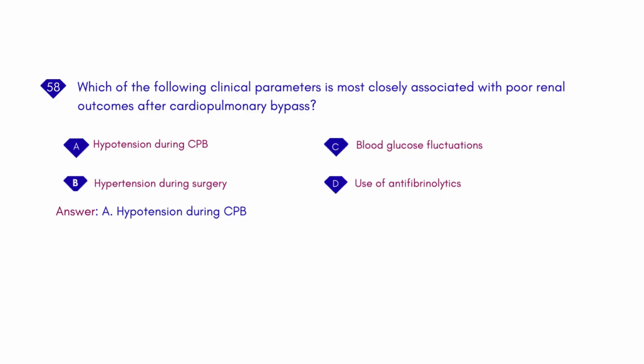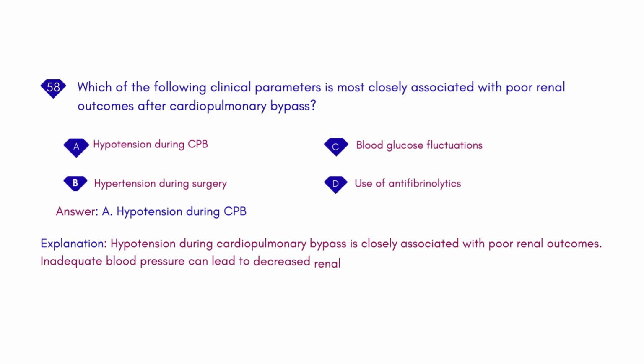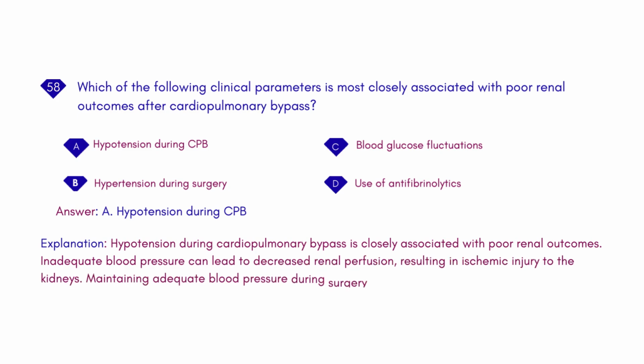Hypotension during CPB. Explanation: Hypotension during cardiopulmonary bypass is closely associated with poor renal outcomes. Inadequate blood pressure can lead to decreased renal perfusion, resulting in ischemic injury to the kidneys. Maintaining adequate blood pressure during surgery is critical for preserving renal function.